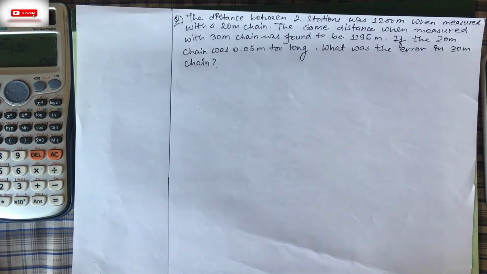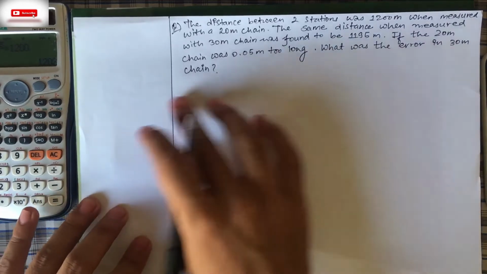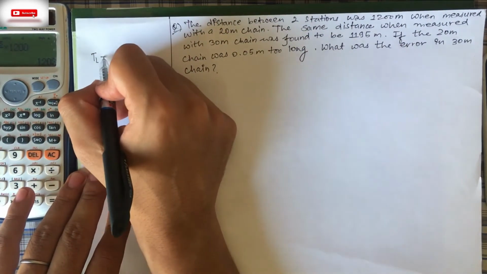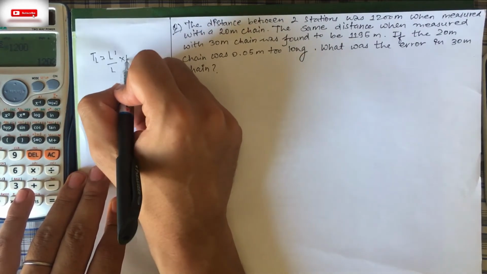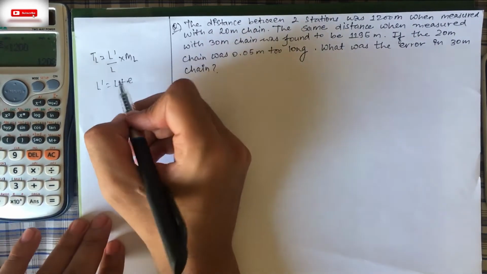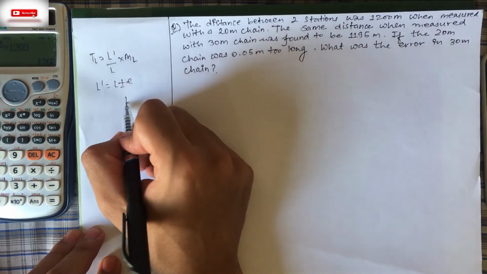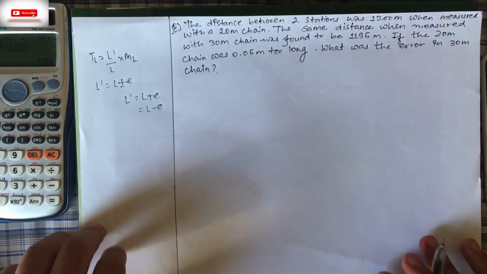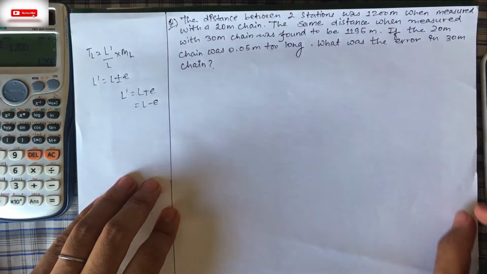Okay friends, let's go for the second type of question. Before going to the question, let's write the formula. This formula is TL is equals to L dash upon L into ML, where L dash equals to L plus minus E. That means L dash equals L plus E or L minus E. Okay, let's read the question first.